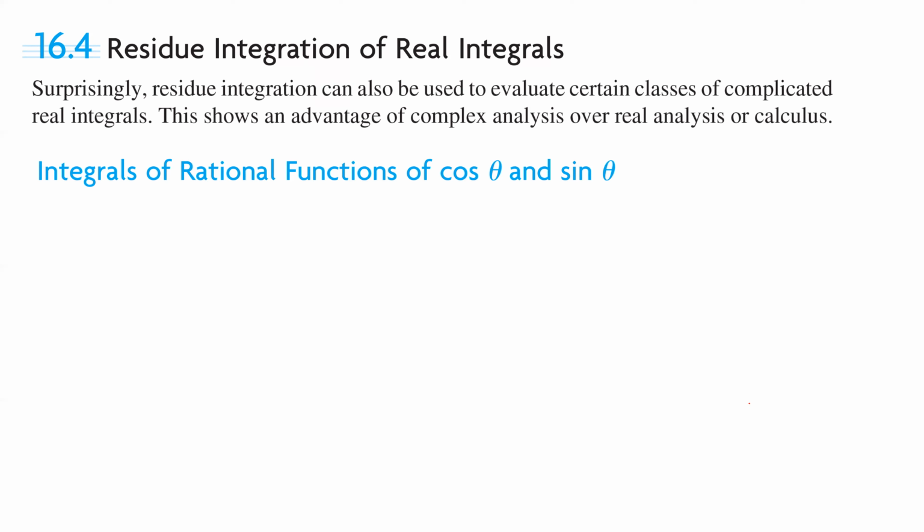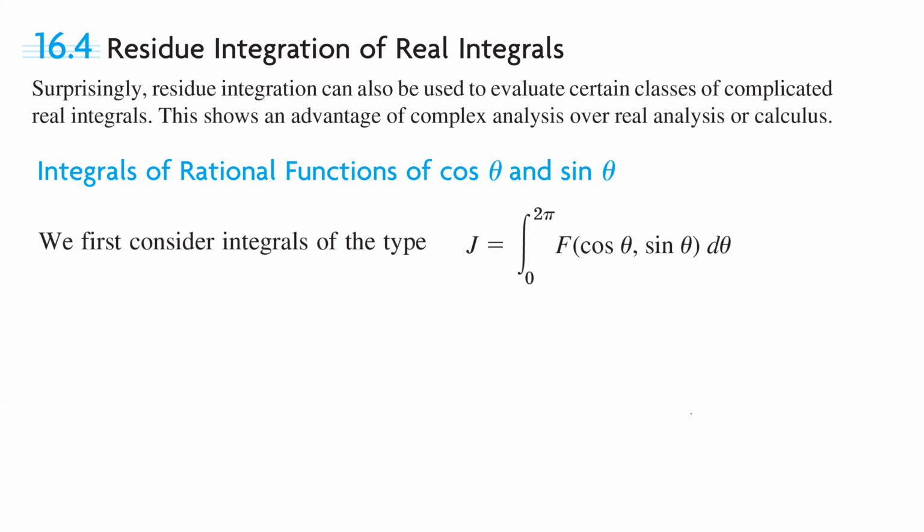Integrals of some rational functions of cosine theta and sine theta. There are different classes of integrations that we can do using the residue theorem. Suppose we have this kind of integral from 0 to 2 pi, any function of cosine theta and sine theta d theta. So the integral is over theta from 0 to 2 pi. Now we can apply the residue theorem and do this kind of integral.